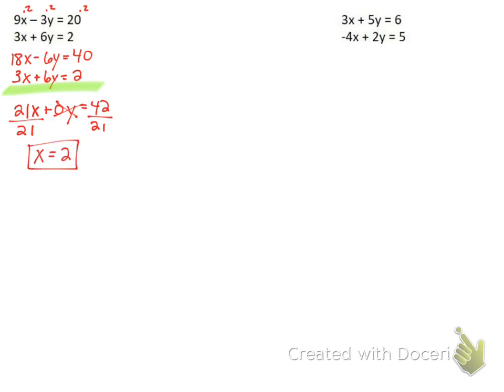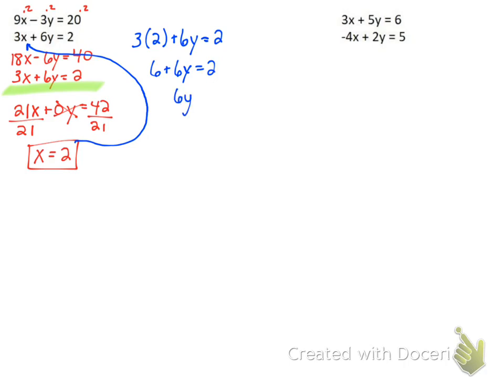Once I'm there, then I can go ahead and plug this back into one of the originals. I'm going to plug it into the bottom one because I think that'll be easier. So I get 3 times 2 plus 6y is equal to 2. So I get 6 plus 6y is equal to 2. Subtract the 6 over to the other side to get negative 4. Divide both sides by 6, and I get y is equal to negative 2/3.